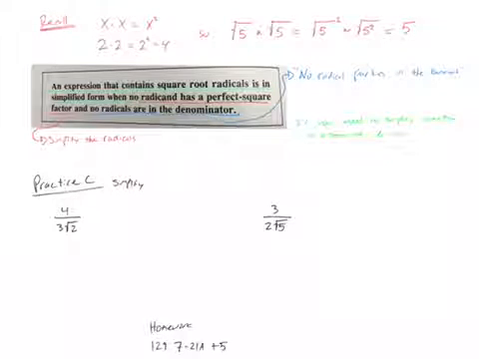Alright, now this, I took a picture of this from your book. It says an expression that contains square root radicals is in simplified form when no radical has a perfect square factor and no radicals are in the denominator. Well, doesn't that seem confusing? So let's just break that down for a minute. The green part all in here says if you're asked to simplify something with a square root, do these two things, the red and the blue. So notice down here it just says simplify, and these have radicals in them.